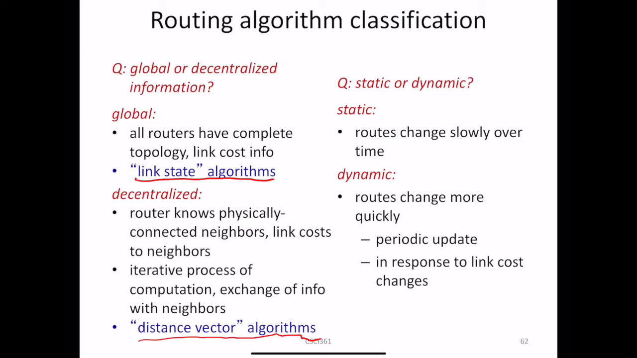The other category is based on the route status. We can divide it into static and dynamic. For the static one, the routes change slowly over time, and only with human interaction can the forwarding table be changed. Otherwise, the forwarding table will stay the same. The other type is the dynamic one. The routes will change more quickly, with periodic updates or in response to link cost changes. So when some event happens, the forwarding table will be changed based on that event. It is dynamically and automatically updated under the dynamic type.